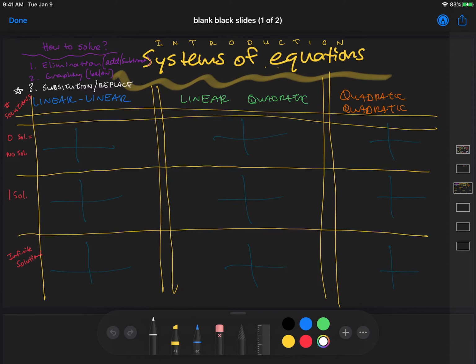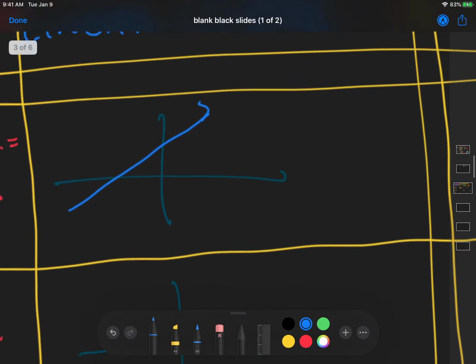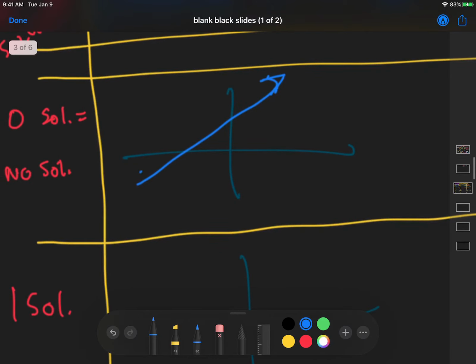All right, here's hint number one. A linear and linear has zero solutions. So here's my graph. Zoom in over here. This is a linear. Question: do the two lines intersect? No. So there is no solution there.